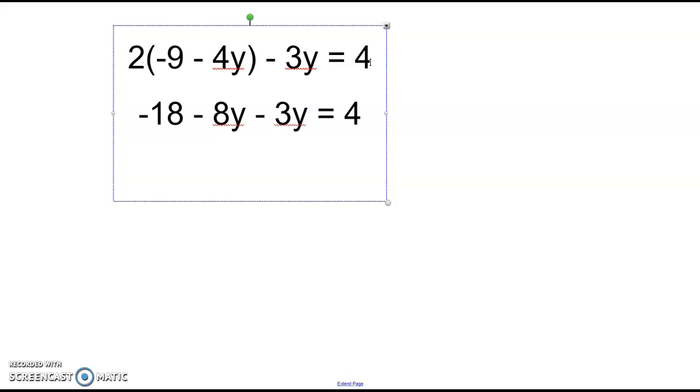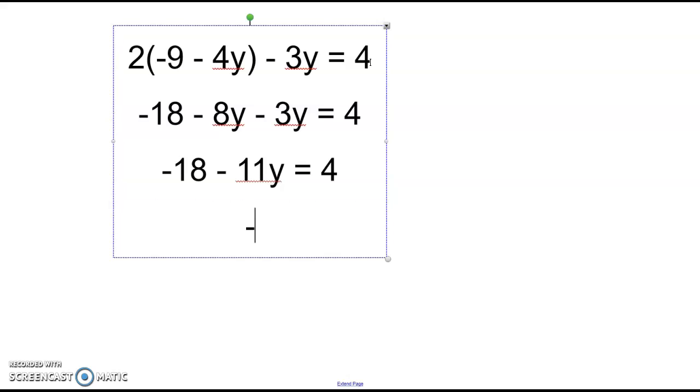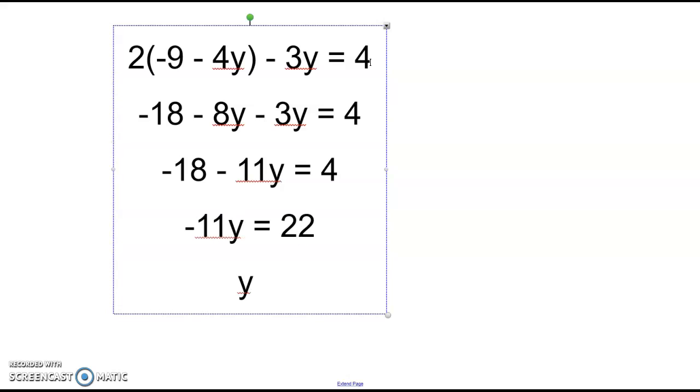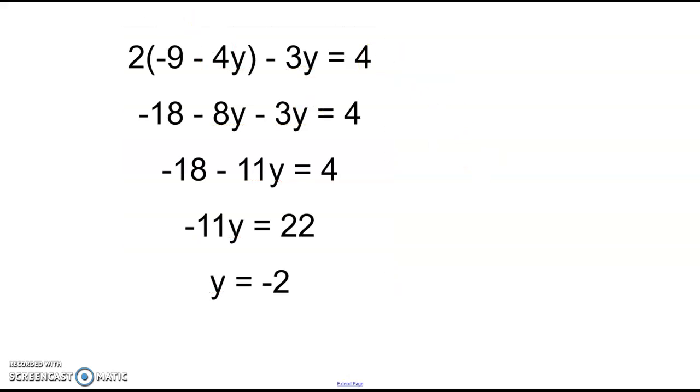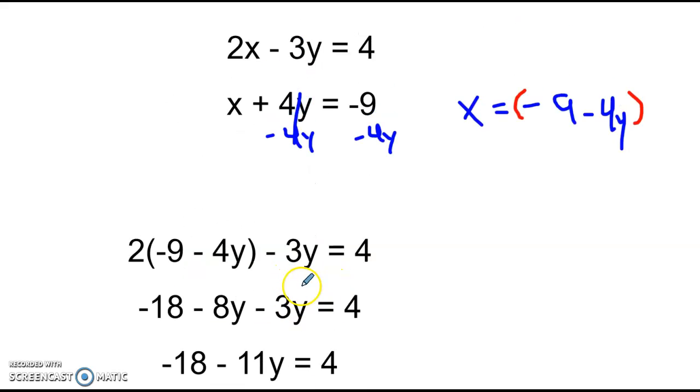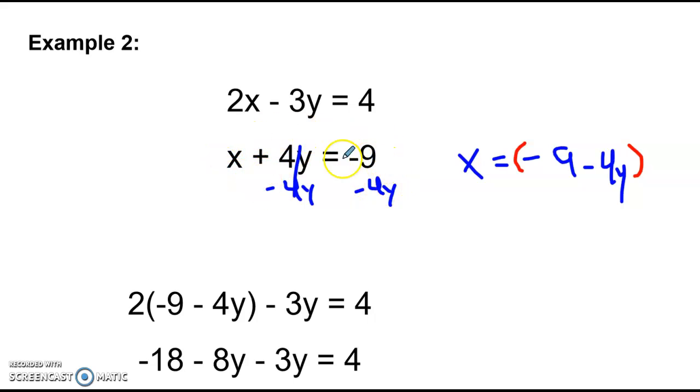Now we combine some like terms. Negative 18 minus 11y equals 4. Now I'm going to add that 18 to both sides. We're going to get negative 11y equals 22, and that's going to give us y equals negative 2. Okay, so now the only difference here is that instead of solving for x, we've solved for y. So we have half of our answer, and now we just take this y value and we'll plug it into this first equation. Again, this one here is simpler. It's easier to work with. Technically, doesn't matter. You can plug it in either one.